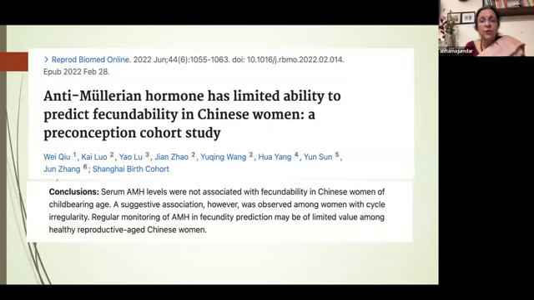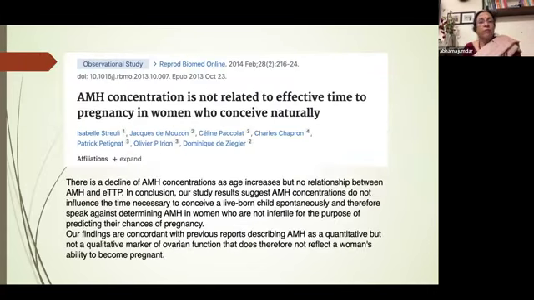A suggestive association, however, was observed among women with cycle irregularity. Those who had irregular cycles, there maybe AMH levels were associated with fertility. Regular monitoring of AMH in fecundity prediction may be of limited value among healthy reproductive age Chinese women. And this was 2022.